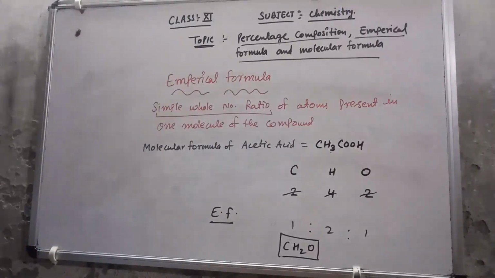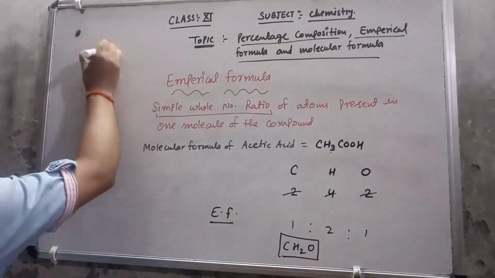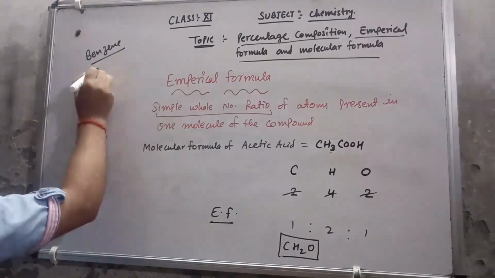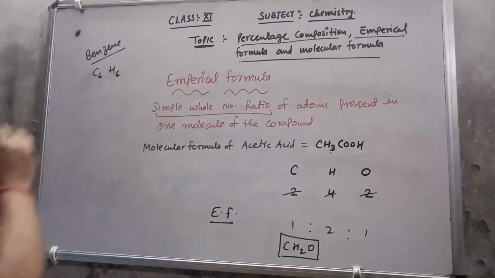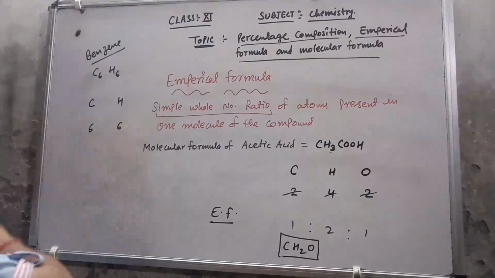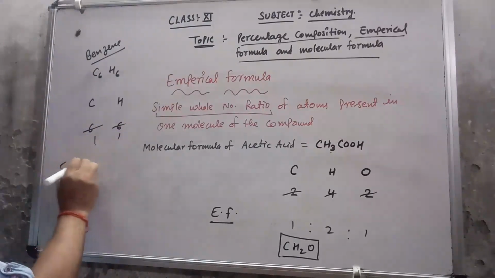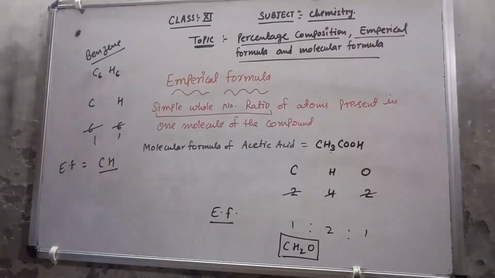Suppose I'm going for benzene. What is the formula of benzene? Its formula is C6H6. Which elements are available here? Carbon and hydrogen. How many? 6 and 6. Their simple ratio is coming what? 1:1. So the empirical formula is what? CH. This is the empirical formula of benzene.